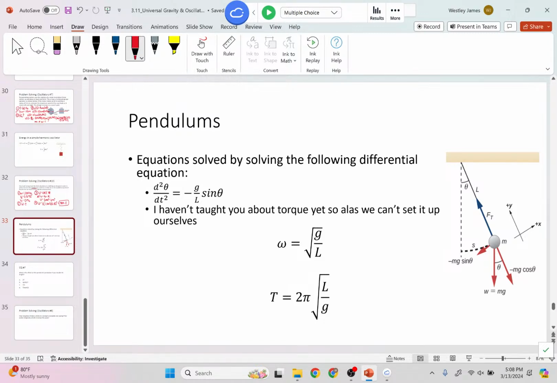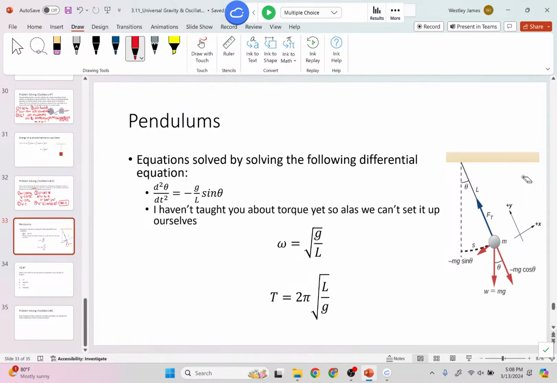This equation that's here, I can't derive the equation on the bottom. You don't need to know that whole second derivative. It says the equation is solved by solving the following differential equation. You do not need to know that differential equation. You do not need to know this equation right here. But that's just a reminder, everything I teach you comes from somewhere. I can't derive this equation for you all, so we can't set it up. We also haven't taken differential equations, so we wouldn't be able to solve it anyway.